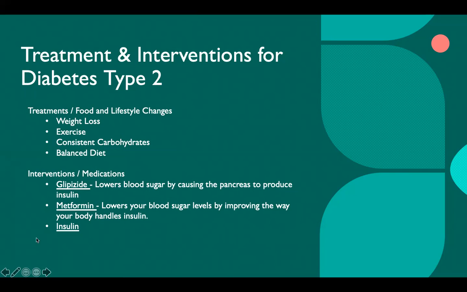And the medications are glipizide, metformin, and insulin. This is definitely not an exhaustive list. There are many different medications you can take, but these ones are commonly used by HSU.